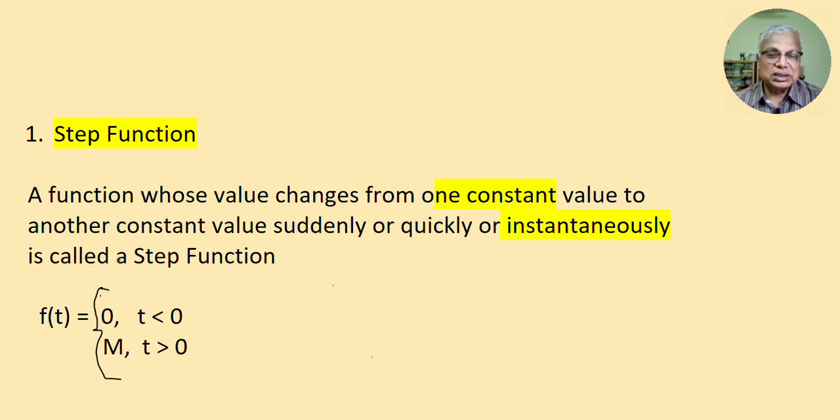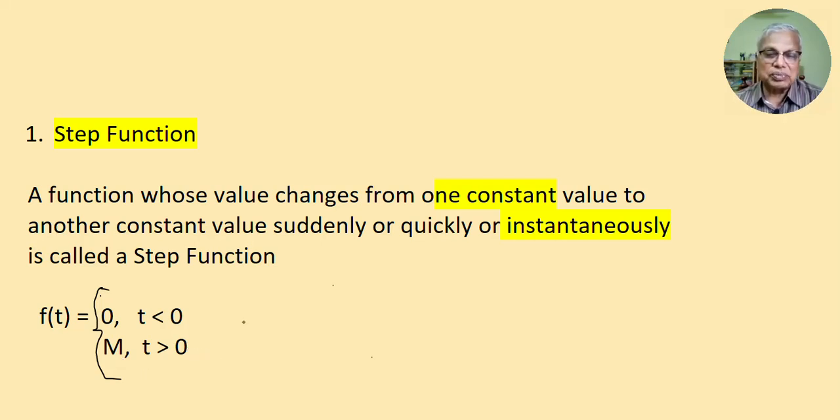This statement is explained by these numerical values. For time up to a certain time, let's say 0, the value of the function is 0. And at t equal to 0, suddenly it becomes m, another constant value. m is a constant value.